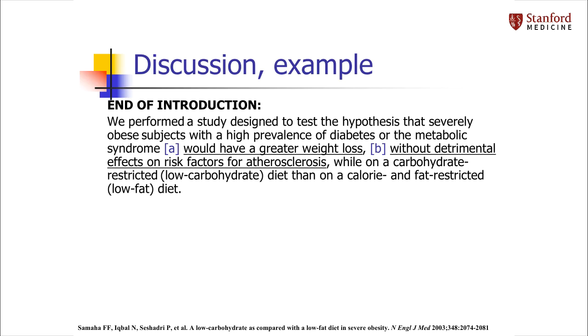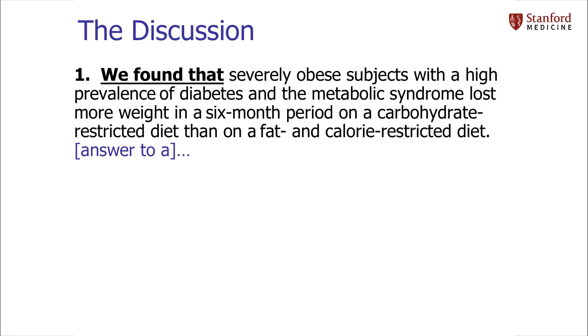So we are hoping that the beginning of the discussion section starts with answers to those questions. Indeed, we get to the discussion section. The first sentence of the first paragraph says, we found that severely obese subjects with a high prevalence of diabetes and prediabetes lost more weight in a 6-month period on a carb-restricted diet than on a fat and calorie-restricted diet. So in that very first sentence, they've started with, we found that, and then they answer the question A, the first question in their introduction section.